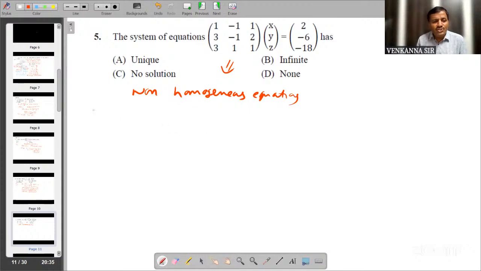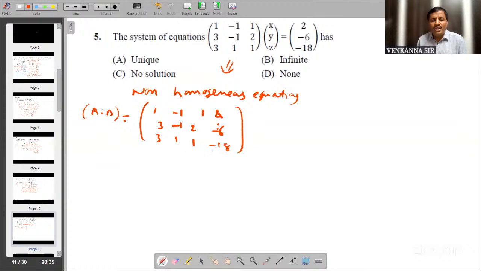For non-homogeneous equations, what do you have to do? Take the augmented matrix AB: 1 minus 1 1, 3 minus 1 2, 3 1 1. We are bringing that B also inside the augmented matrix. This is called the AB augmented matrix. So what is the maximum rank expected for this augmented matrix? Rank of the augmented matrix is less than or equal to 3, since 3 by 3 is the maximum square matrix available. There is no 4 by 4.